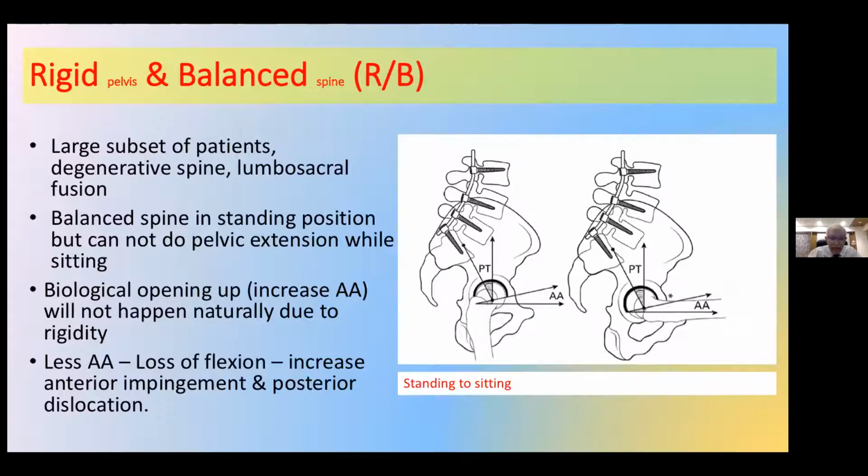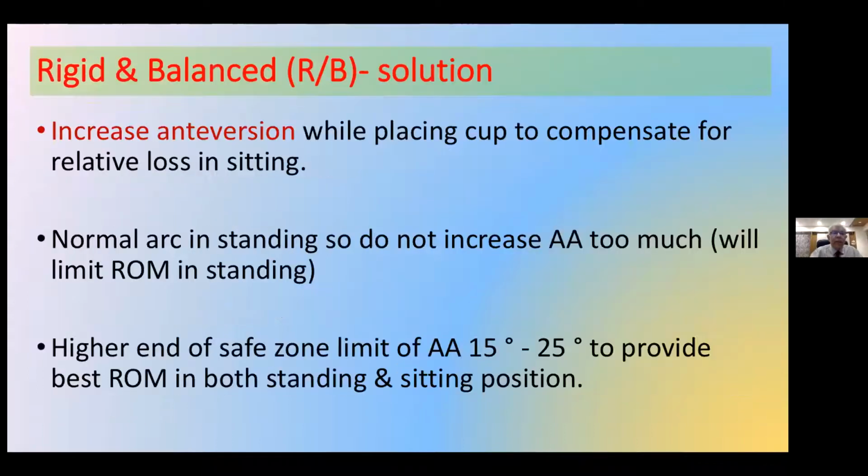Here, the biological opening will not happen naturally due to rigidity. Understand, the pelvis is rigid. Because the pelvis is rigid, when you sit down, your acetabular anteversion, which naturally increases, is not going to increase. Because of that, there are chances of posterior dislocation and impingement. Here, you have to increase anteversion while placing the cup to compensate for the relative loss in sitting.